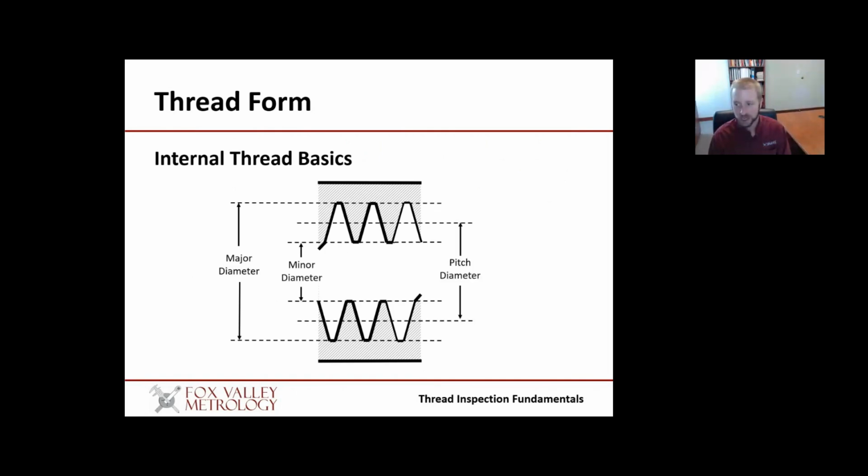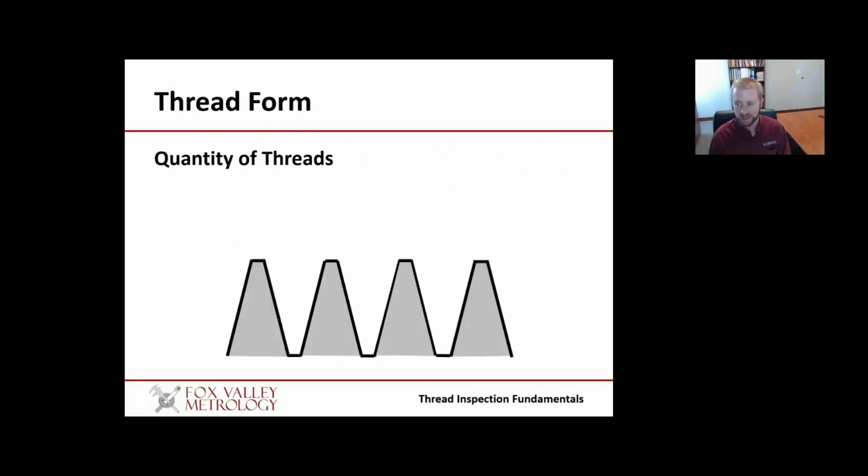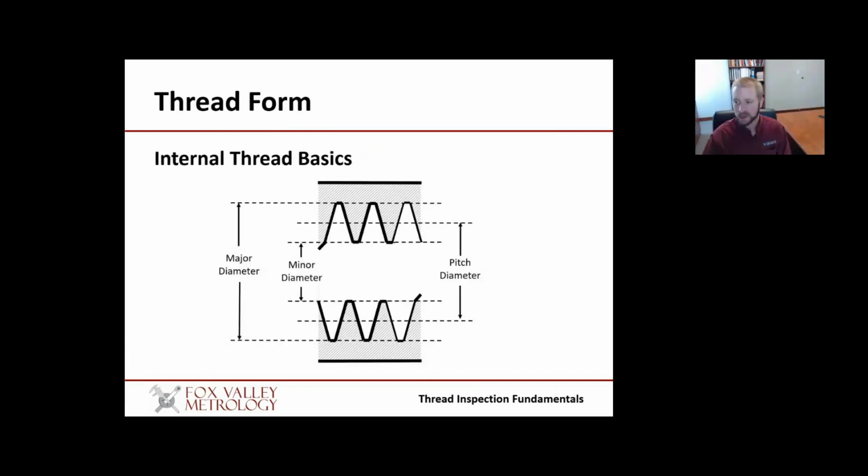And finally is the pitch diameter. This is the distance between a line that splits the crest and the root on either side of the thread form. The pitch diameter controls the tightness of fit on the mating components.